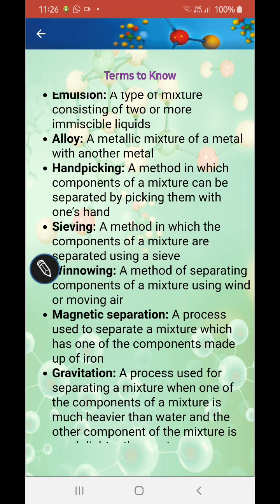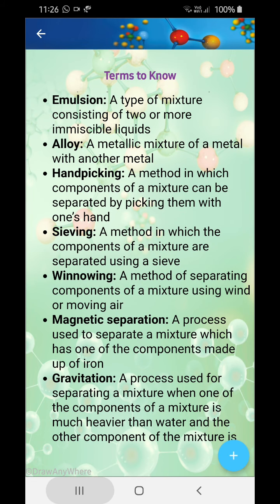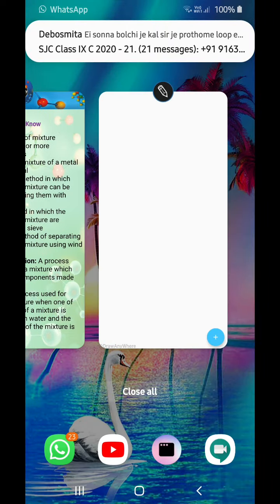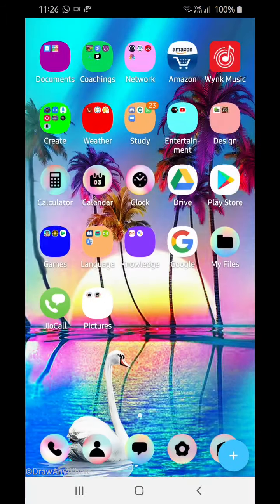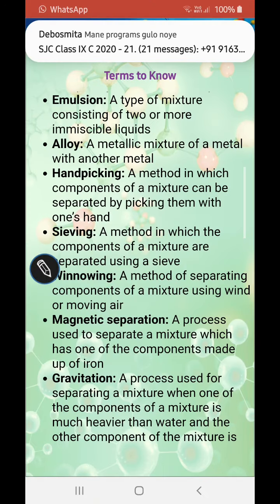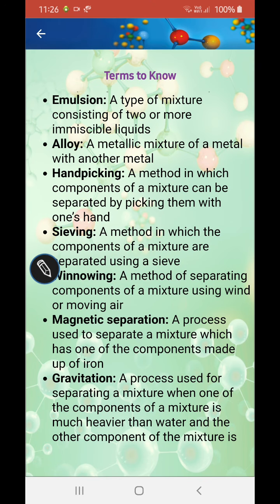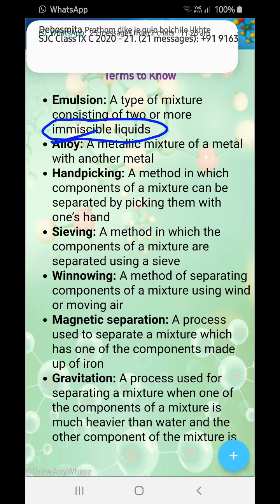The thing that we have next is emulsion. The type of mixture consisting of two or more immiscible liquids. Immiscible, they are not mixing, so they are liquids. But in suspension you can have solid as well as you can have liquid.